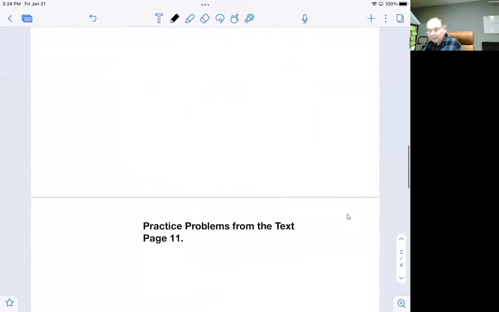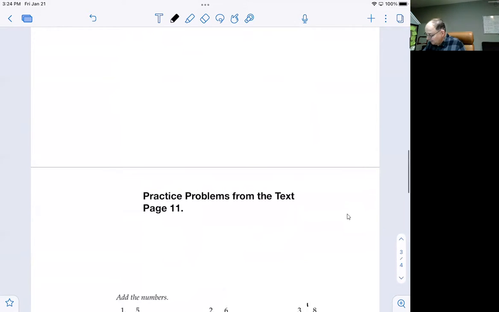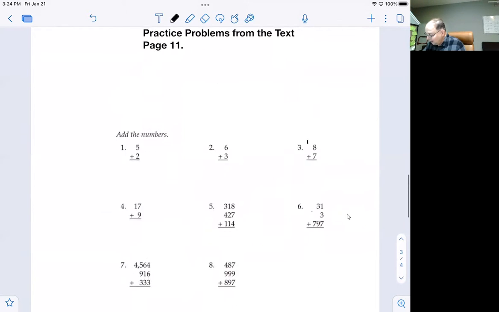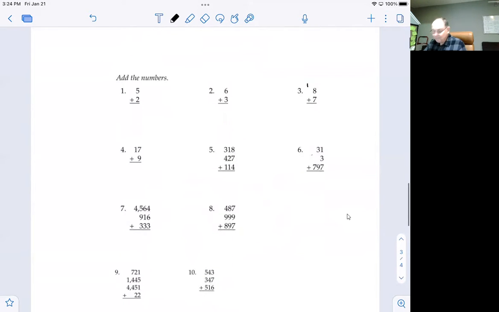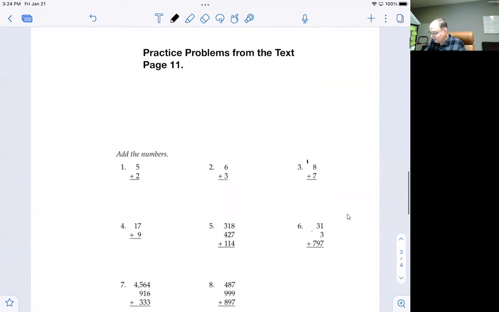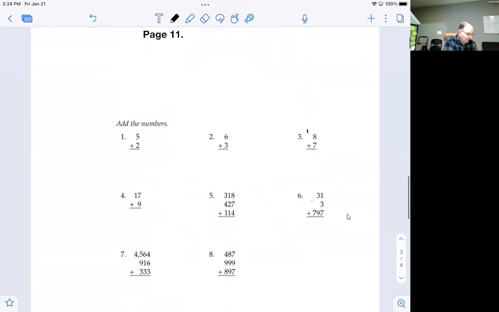And we're going to move on to look at some of the test problems that are at the end of this unit. These are from the text, page 11, and we'll work through them fairly quickly because I don't think anybody's going to be too terribly confused. We just want to cover them for completeness. And I've got my previously worked out answers here just to make sure I get the same answers this time through. Number 1, 5 plus 2 is 7.